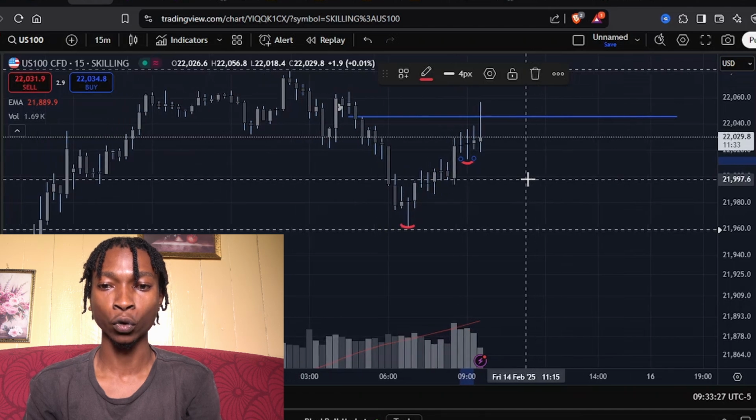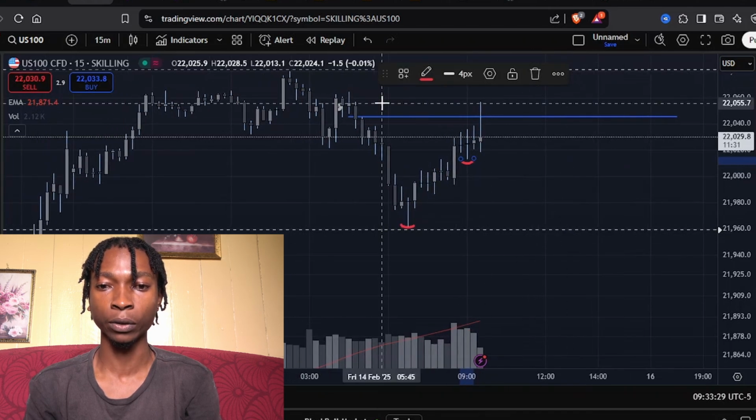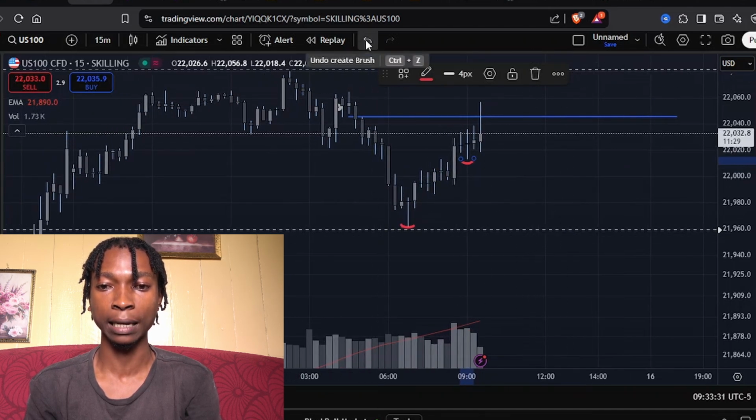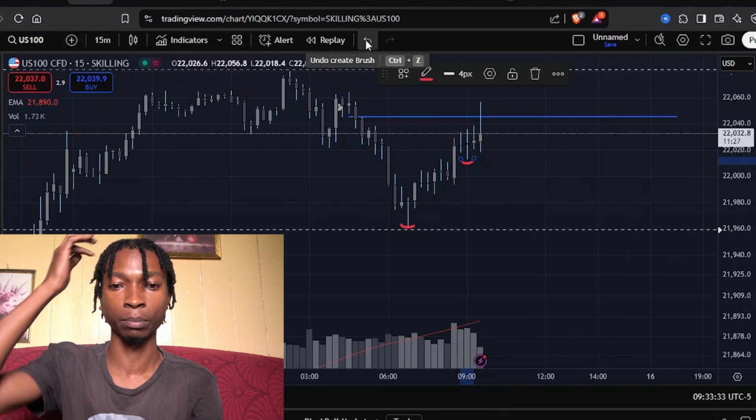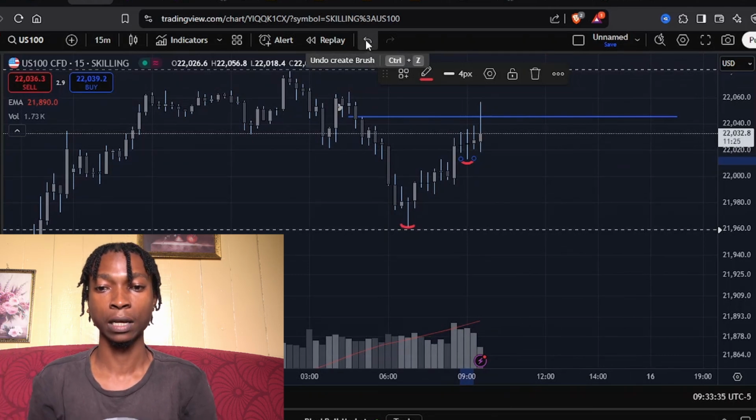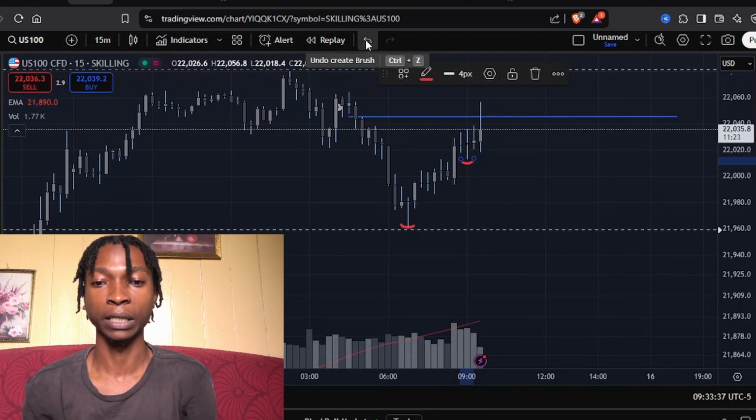All right, so if price drops below there, we're going to be in the trade, and if it just keeps going higher, then I'm going to possibly look for buying opportunities, but only if I see possible entries.